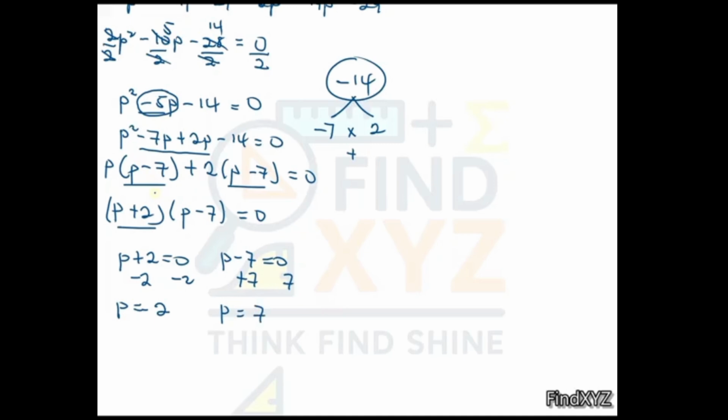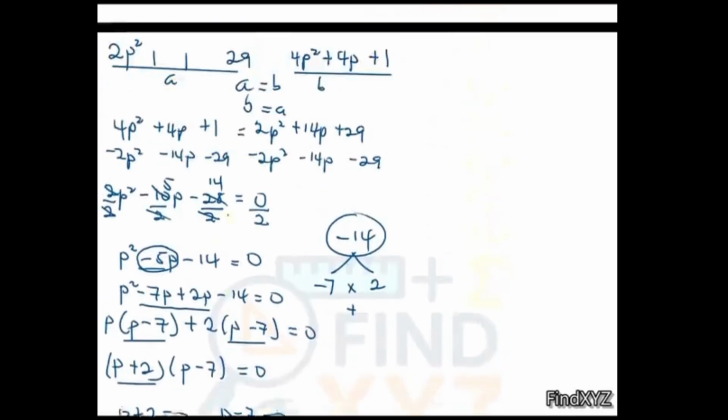But take note, we are having two values for p. Which of them are we supposed to pick? Because we are dealing with the sides of a triangle. The side of a triangle cannot be negative, and the side of the triangle cannot be 0. So we have to substitute these values to determine which of these values is suitable for this type of problem. We have p to be negative 2 and p to be 7. So let's find out which of them will work.